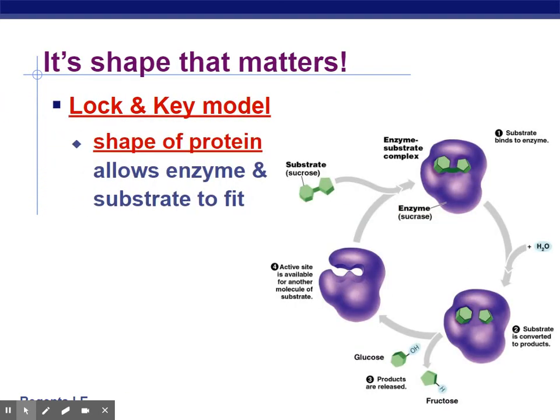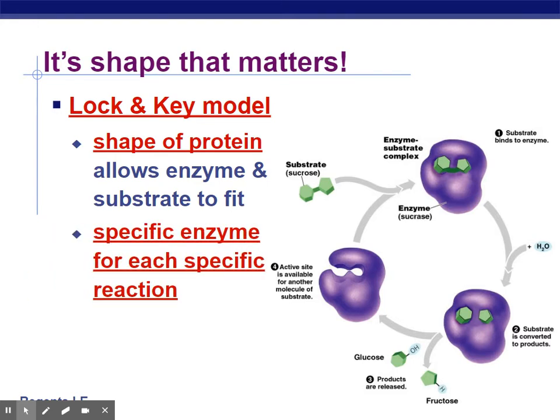So it is the shape that matters. If you think about a lock and key model, only one type of key can fit in one type of lock, and you have to have the right key to open the right lock. So just like with proteins and enzymes, the shape is going to be very important. You have to have the right shape for it to do its job. So there are specific enzymes for each specific reaction that occurs.